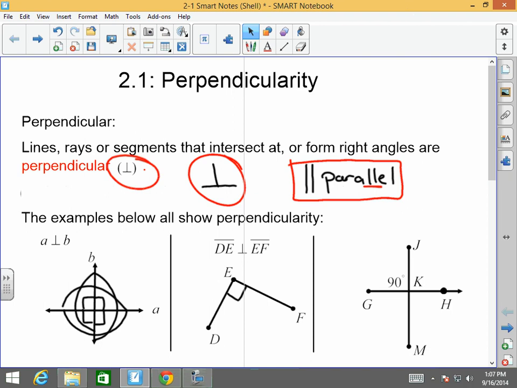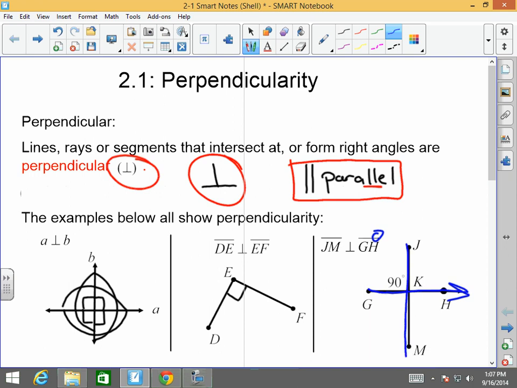Then if I tell you here that JM is perpendicular to GH, in this case I have a ray. GH is a ray, with a little arrow there. You can see it on your notes. And this segment JM is 90, which means they have to be perpendicular. Then you can conclude that K is also equal to 90 degrees, because a straight angle is 180, and 180 minus 90 is 90.